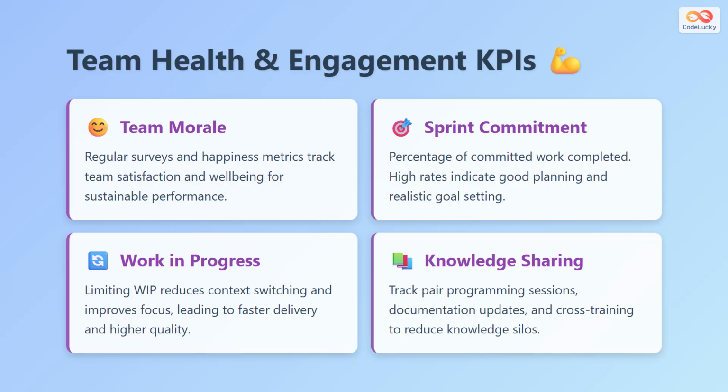By limiting how many items are actively being worked on, you reduce context switching and improve both delivery speed and quality. Knowledge sharing metrics track activities like pair programming sessions, documentation updates, and cross-training efforts. These metrics help you reduce knowledge silos and build more resilient teams where expertise is distributed rather than concentrated in individuals.